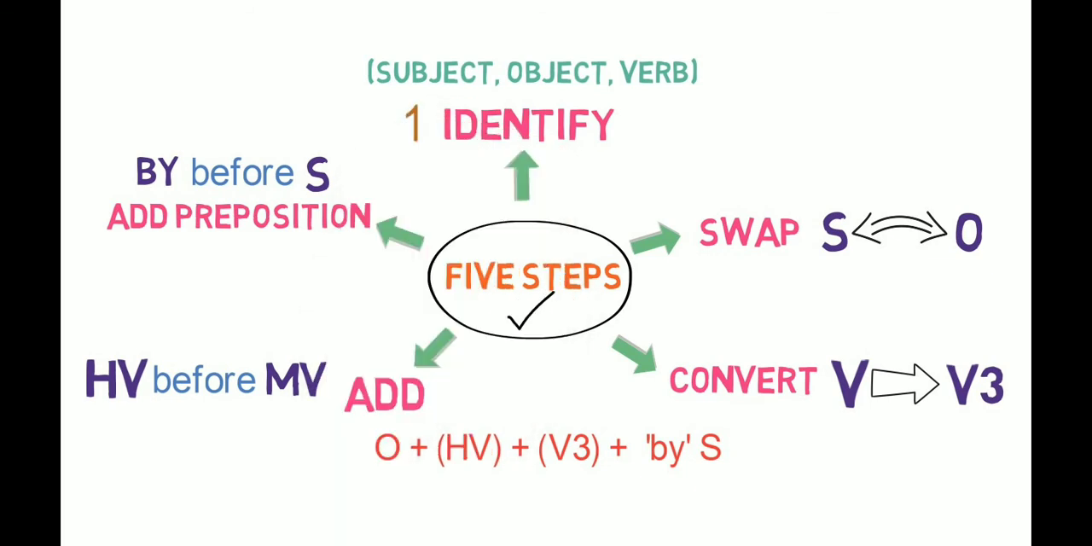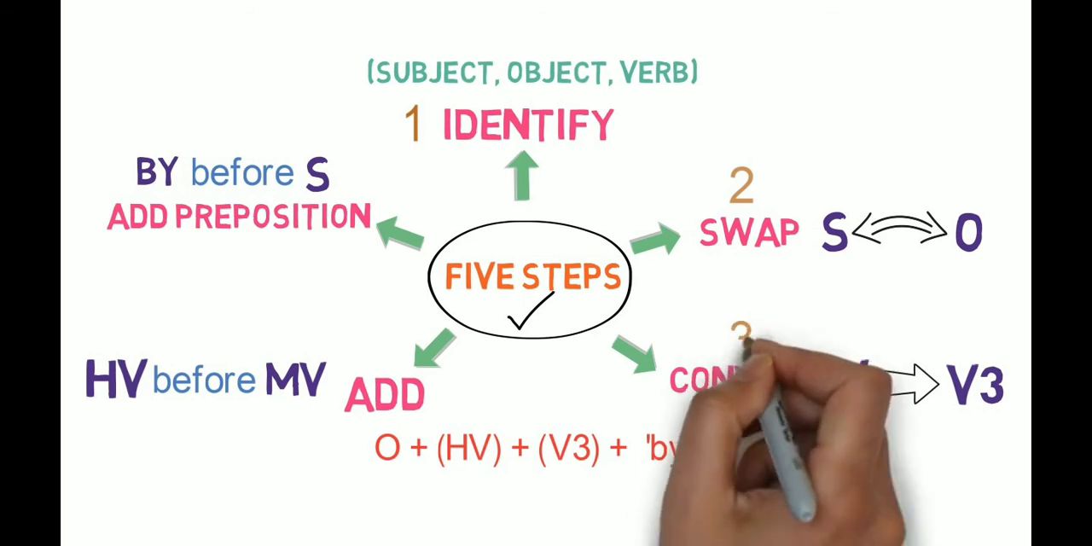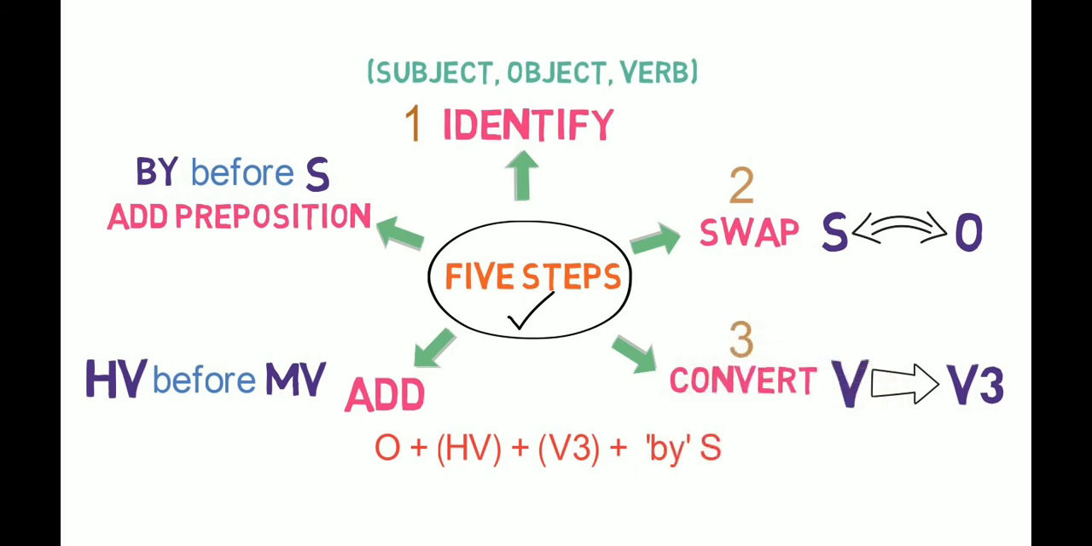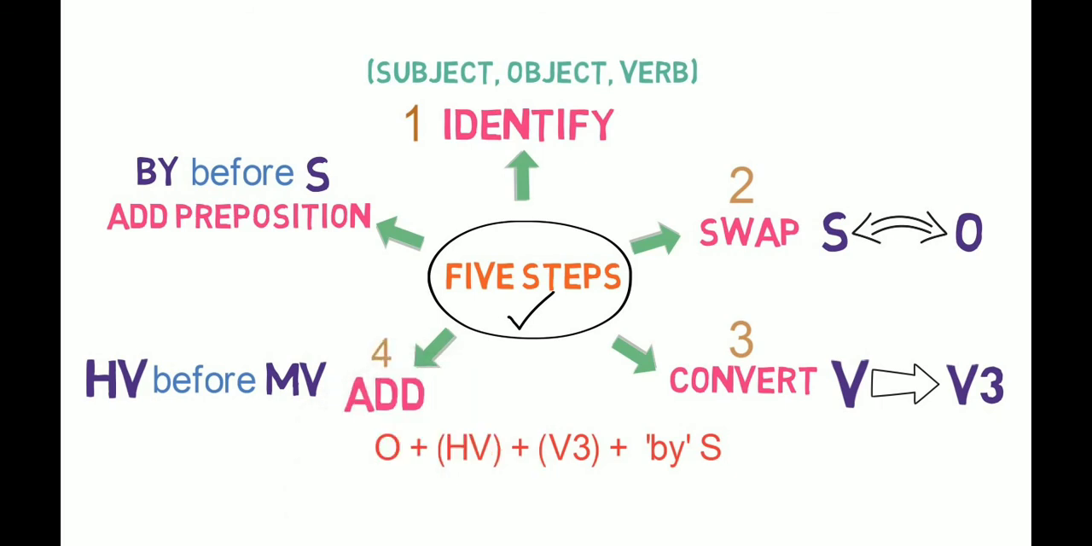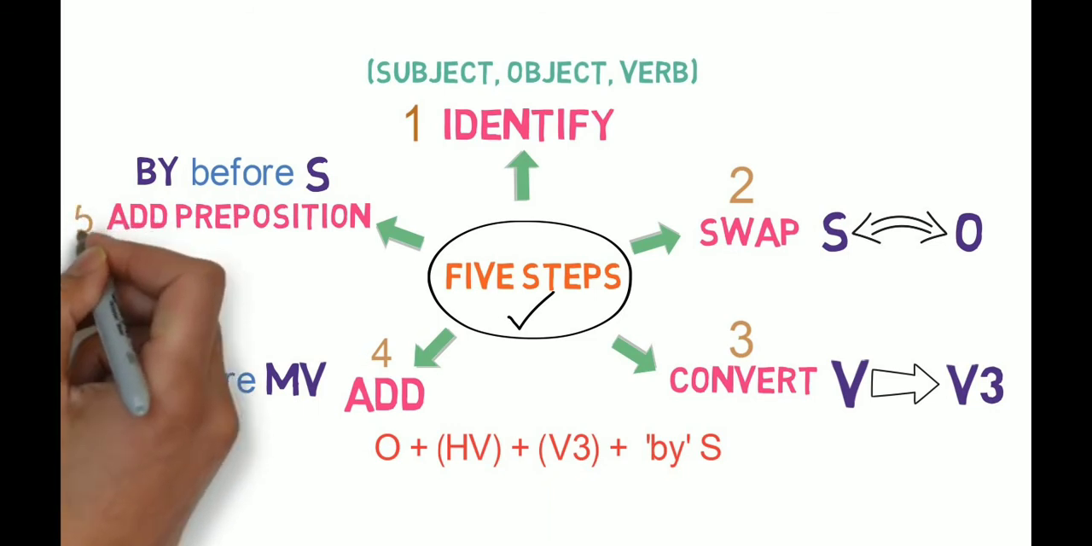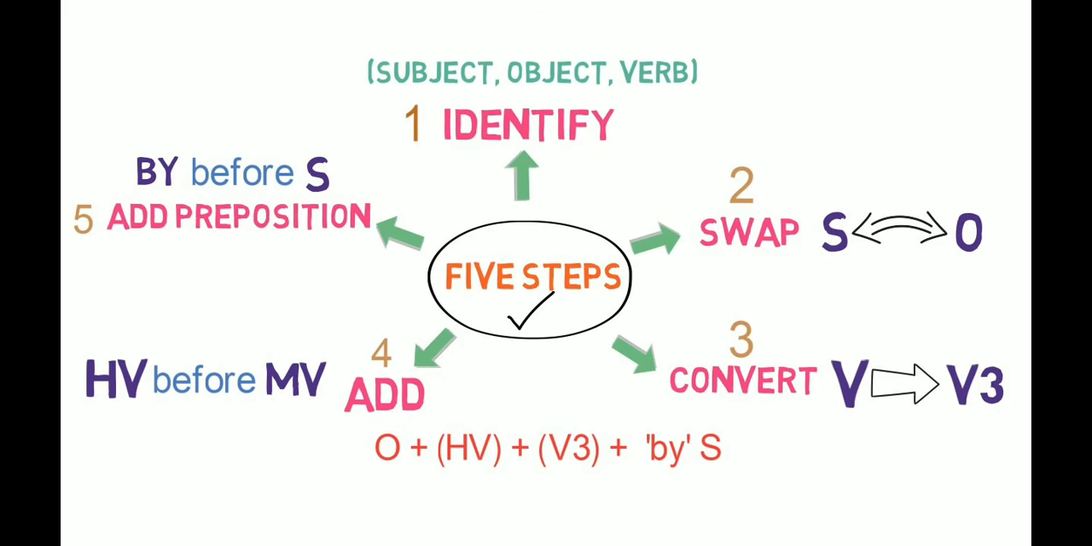First step is to identify the subject, object and verb in any sentence. Second step is to swap the subject with the object and object with the subject. Third step is to convert main verb to its third form, that is past participle form. Fourth step is to add a suitable helping verb before the main verb based on tenses. And then finally add a by before a subject to make it complete.